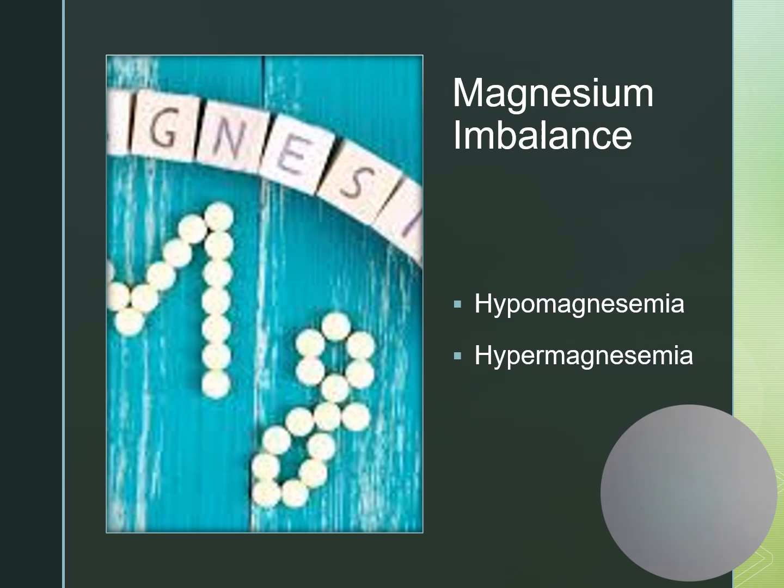Assessment findings include tachycardia, paresthesias, neuromuscular irritability, hypertension, mental changes. Medical management includes oral or IV magnesium and diet supplements. Hypermagnesemia is caused by renal failure. Again, we're not excreting it, so our levels get too high.